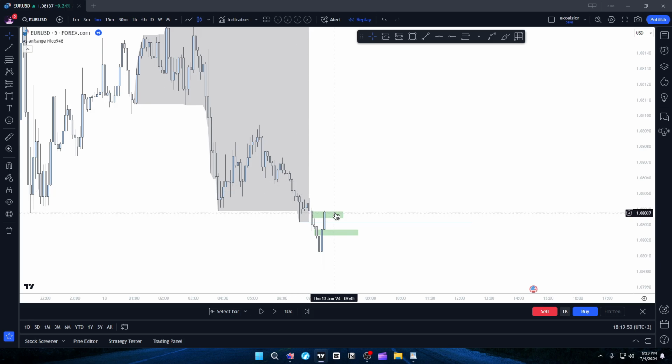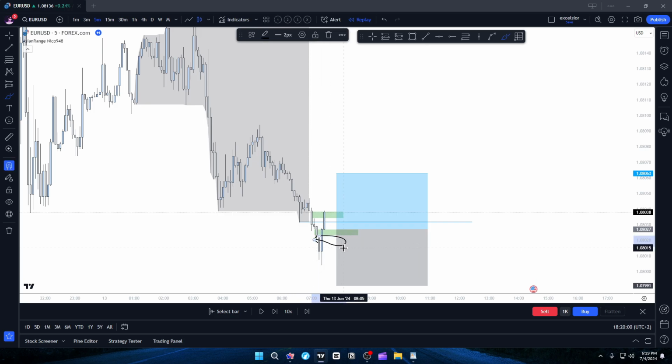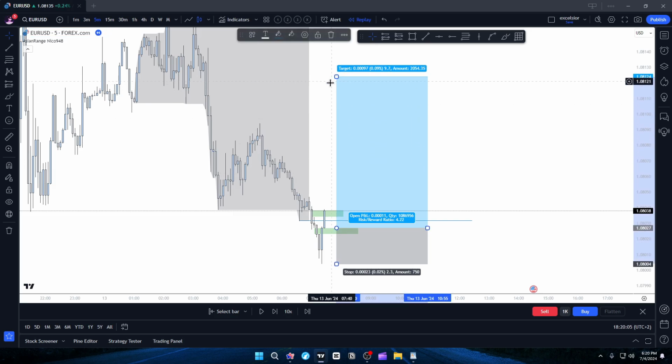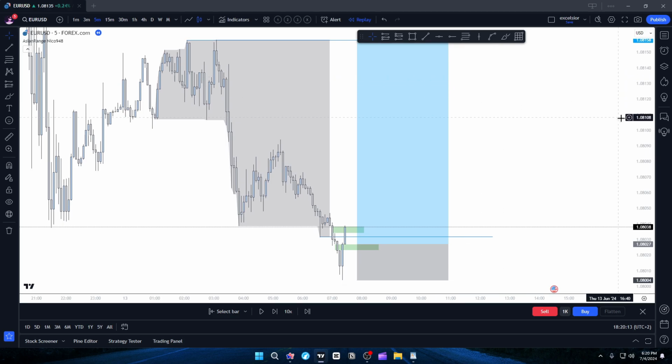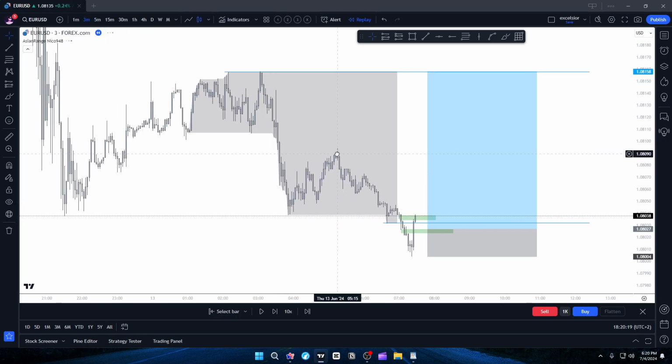So you can enter either on this one or on this one, but this one would give a higher RR. So I will enter from the lower one. And there also is an order block right here. Stop loss below the swing low and target, for example, the Asia range high, because it's a draw on liquidity. And let's now see if we get tagged.